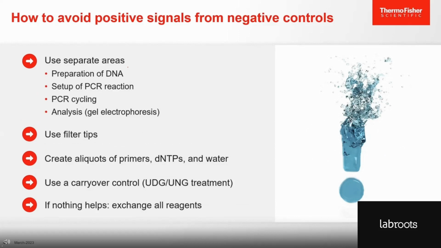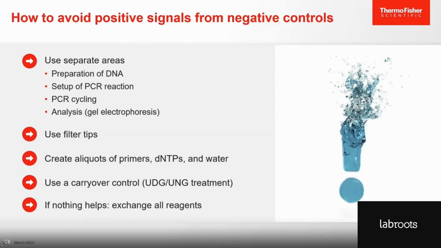There are a couple of common guidelines and recommendations to avoid such positive signals in a negative control in the first place. For example, doing each step in a separate place or room: extracting and purifying DNA in one place, then setting up the PCR in a second place, running it in a third, and finally doing the analysis, such as running the agarose gel, in a different place. Also, in order to avoid any carryover between reactions via the pipettes, it is common to use filter tips.